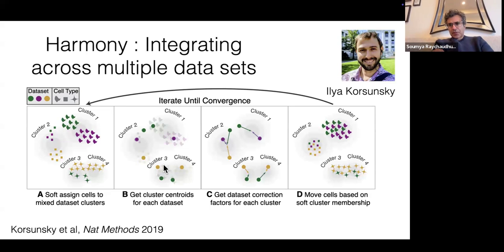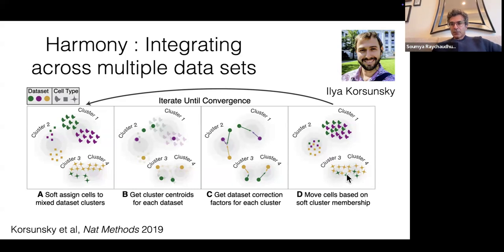So Ilya Korsunsky developed a method called Harmony, which we published in 2019, to address this problem. What we start by doing is we take all our single cell data and we apply soft clustering. So we get a soft assignment, and every cell can be assigned to multiple clusters. Then for each cluster, we get a centroid, and we correct the centroid. And remember, every cell has a complex identity because of soft clustering. It belongs to multiple soft clusters. So every cell has its own degree of correction.